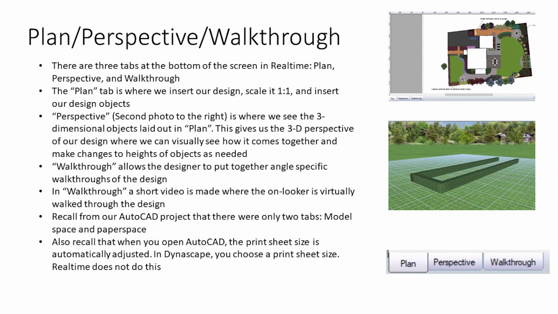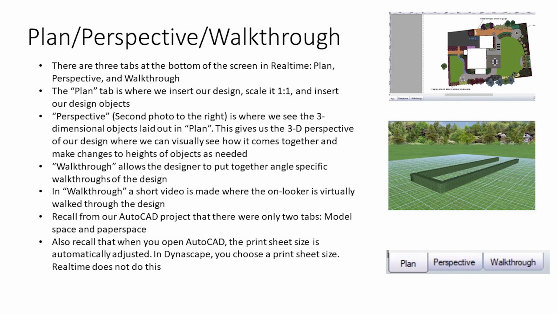In Real-Time, there are three workspace tabs: Plan, Perspective, and Walkthrough. Plan is where we create a two-dimensional design by adding in objects. Perspective is where we visually see the 2D design become 3D. The Walkthrough tab is a favored tool used in industry to give customers the ability to see the landscaper's design and to allow the landscape designer the ability to make adjustments in a 3D space. Walkthrough videos are created for the customer to tour the front, sides, and back of our design, giving them the feel of being there in a finished design.